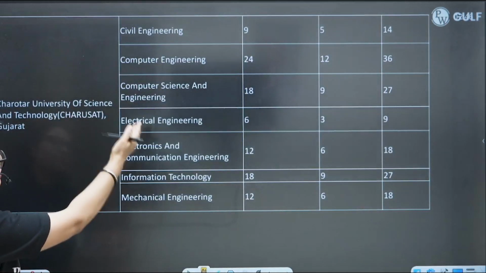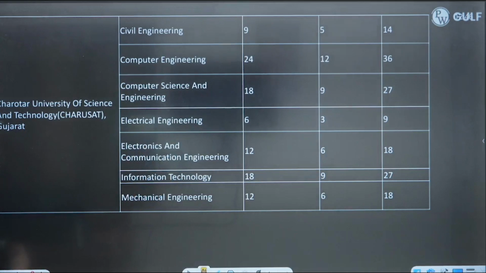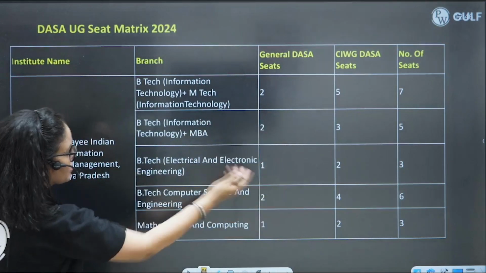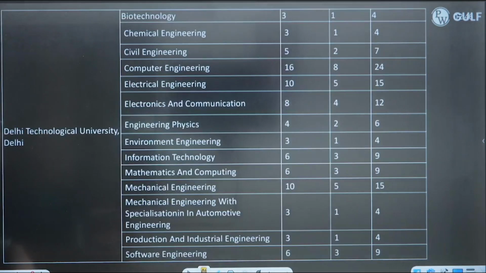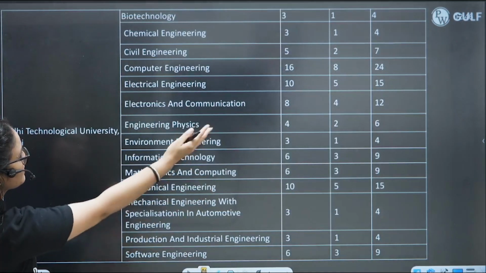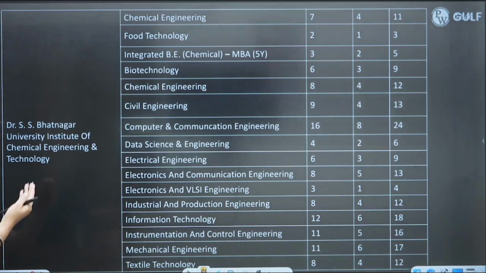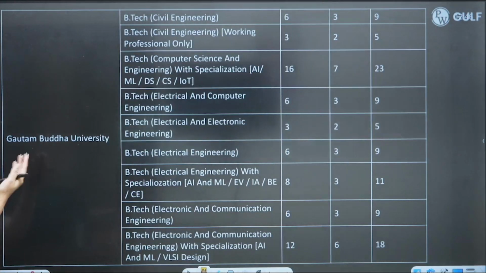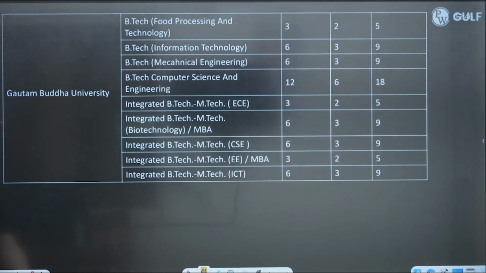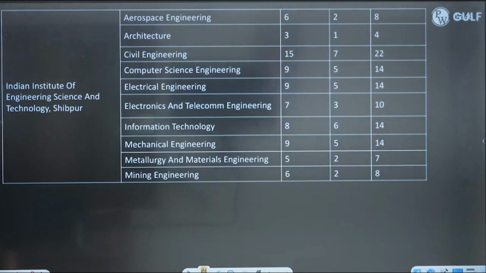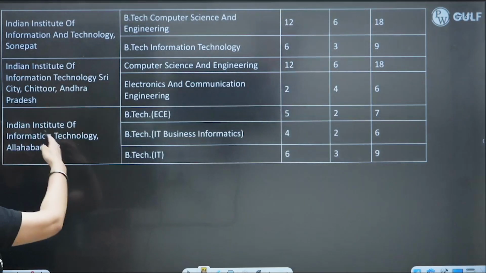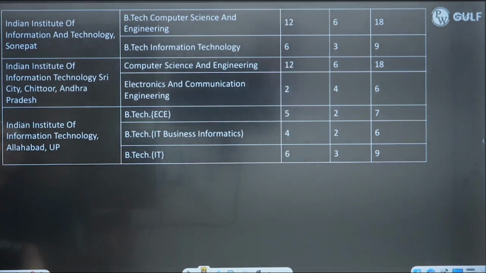So this is the other college, other branches, total number of seats for the general DASA seats and for the CIWG seats. So then we have this DTU, you can see all the courses, you can see number of the seats. Then we have this college, you can see everything over here. You can take the screenshot. Gautam Buddha University, you can see all the courses. Next, you can see all the courses of the Gautam Buddha University. Okay, then we have this IIEST, you can see IIEST. Next we have these colleges, so you can take the screenshot with number of the seats.